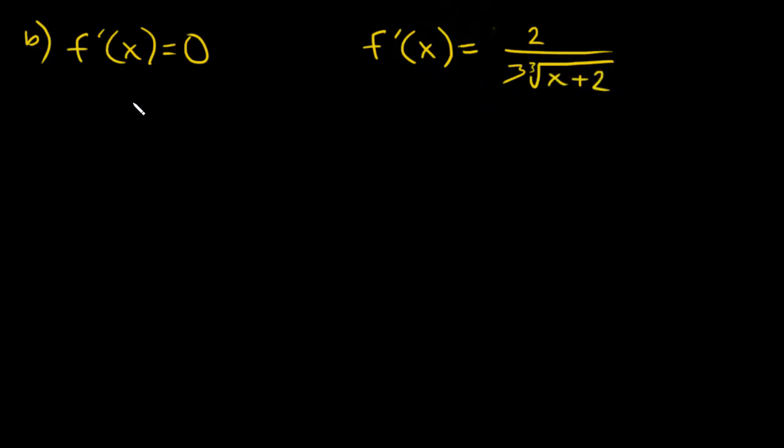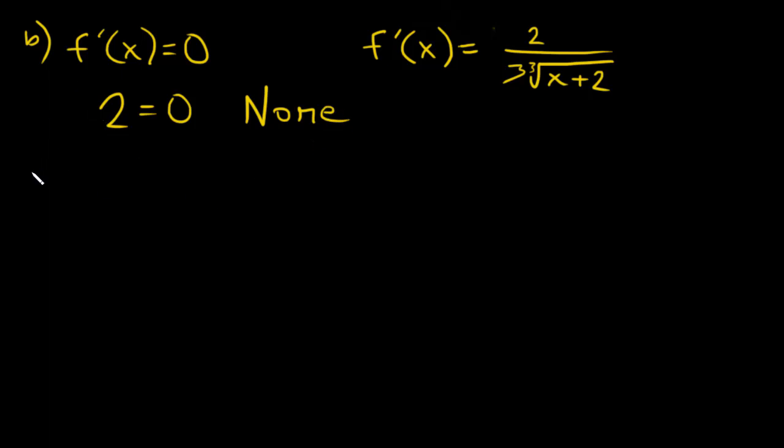So f prime of x equals 0 when the denominator equals 0. So I set the denominator equal to 0, and what values of x make that equal 0? None. It never equals 0. So there are no locations where I have a horizontal slope. Kind of cool. I don't know if we've done one of these before.